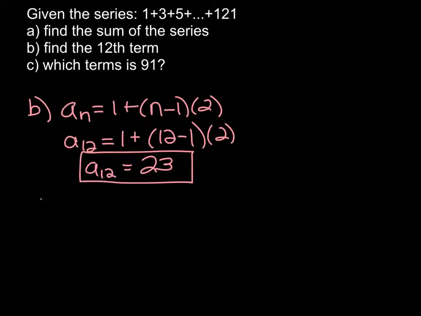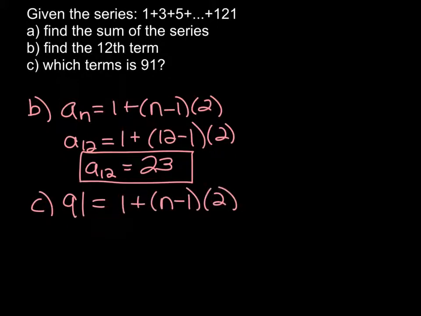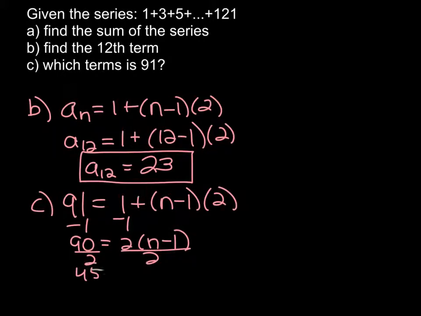Now part C asks us which term is 91. Again, we have our arithmetic explicit formula. If the term is 91, that means instead of a sub n, we plug in 91, and then we solve in reverse for n. So again, you can simplify the right-hand side first if you want, or you can just subtract the 1, divide by 2, and then add 1 to the other side. I get that n is 46, so that means that it's the 46th term.